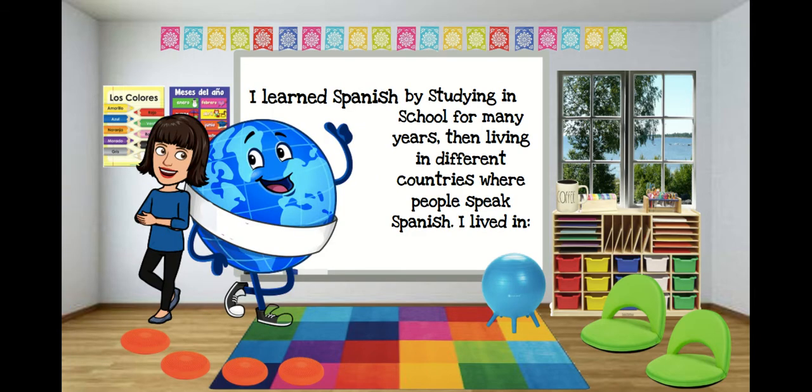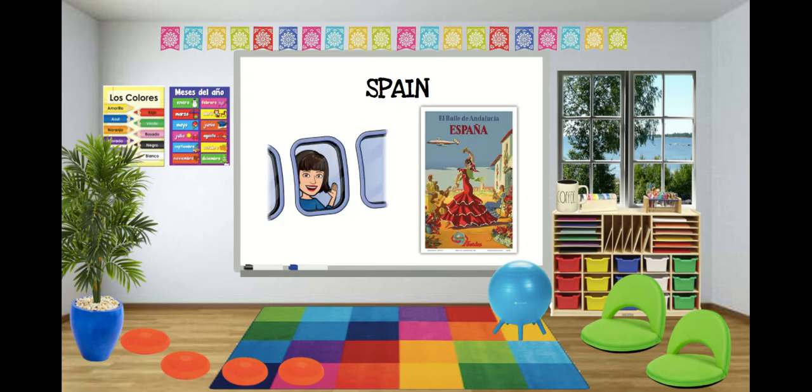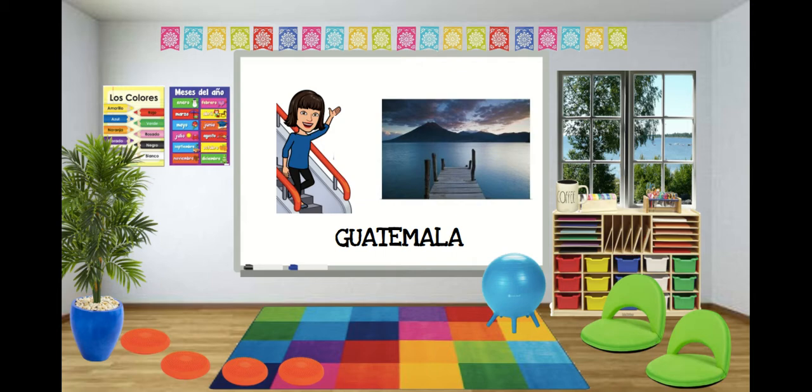A little about me. I learned Spanish by studying in school for many years, and then I lived in different countries where people speak Spanish. I lived in Mexico. I lived in España, Spain, and I also spent a lot of time traveling in Guatemala. So I didn't grow up speaking Spanish in my house, but I was able to become bilingual, which means I can speak both English and Spanish just by studying and living in other countries.